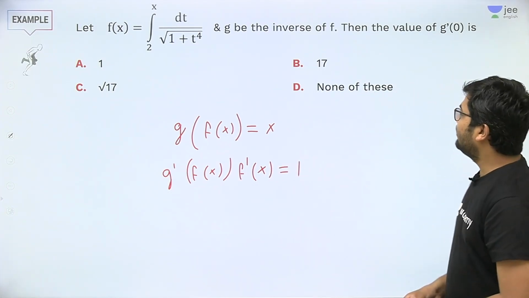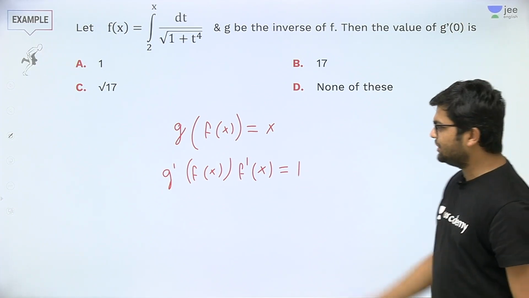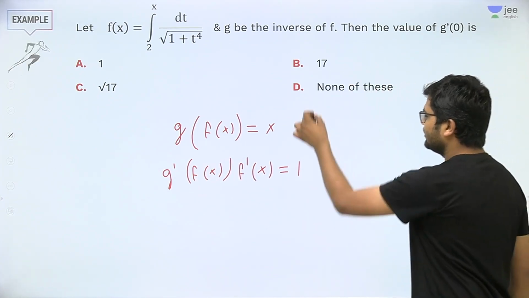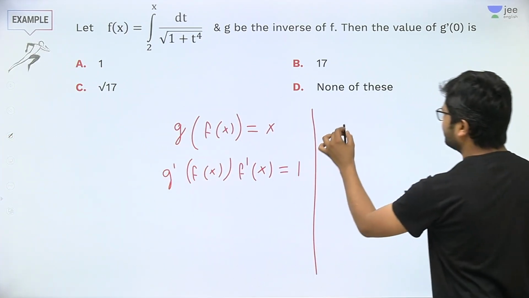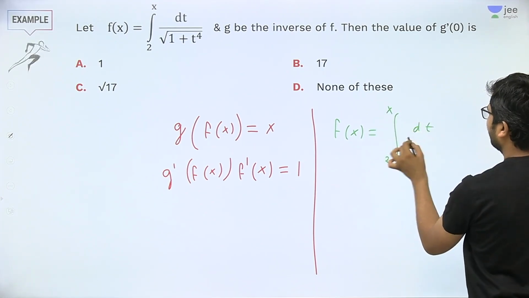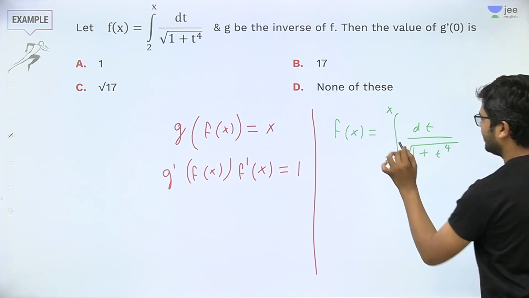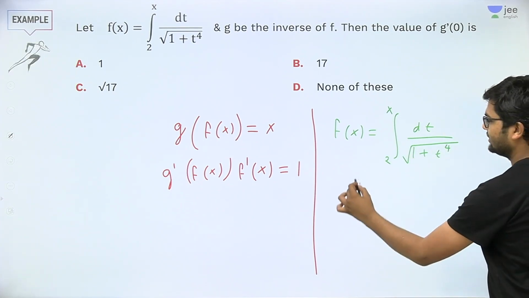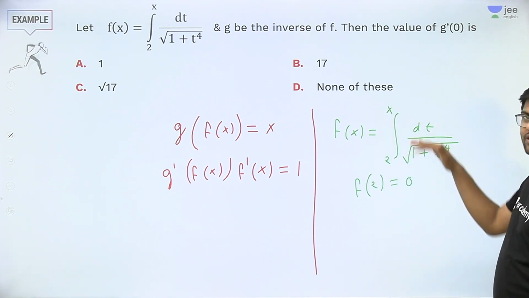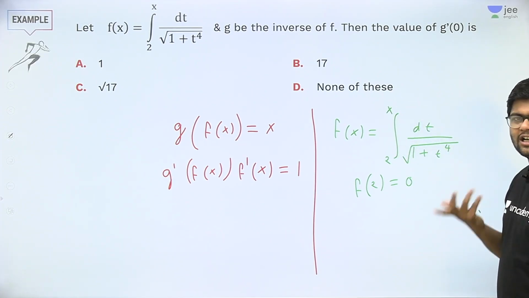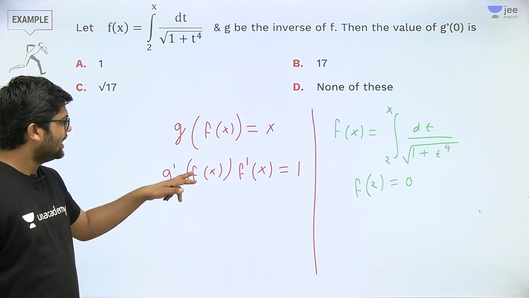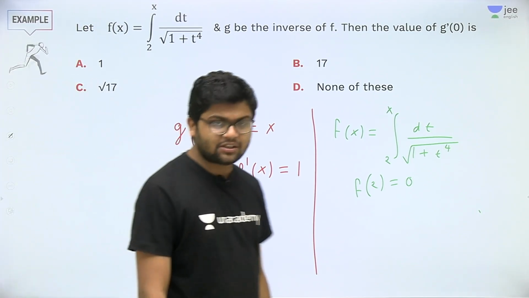No problem with that. Now what we need to find out is g dash at 0, so we need to find the x where f(x) is 0. Now write this f(x). We have been given f(x) equal to the integral from 2 to x of dt upon square root of 1 plus t to the power 4. From this integral I can easily comment that f(2) will be 0, because if you put x equal to 2, the limits of the integral become the same. Lower limit and upper limit both are equal, so the integral will become 0. Therefore I put the value of x as 2 in this equation, so that f(2) becomes 0 and I can easily come to the expression that I need to find out.